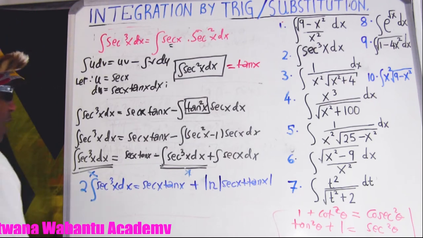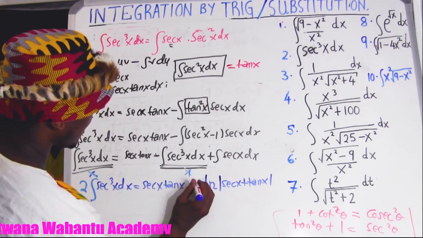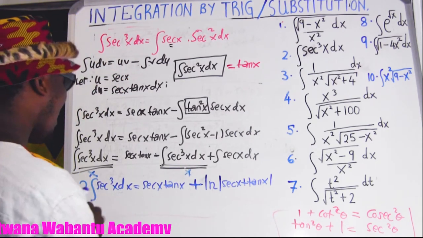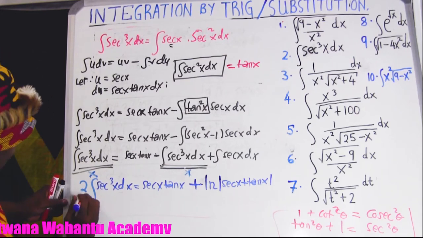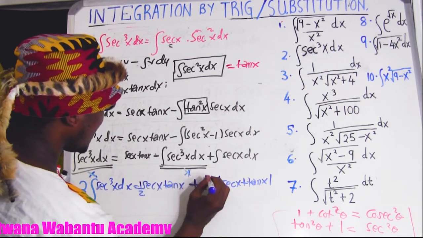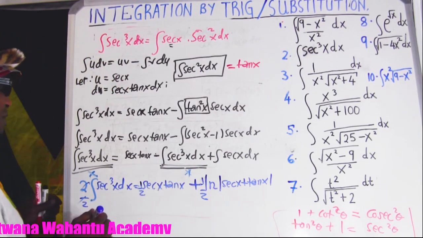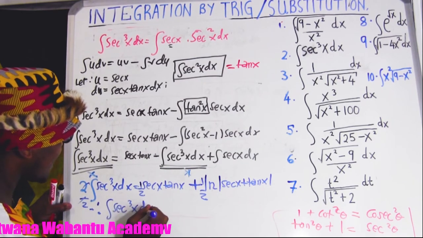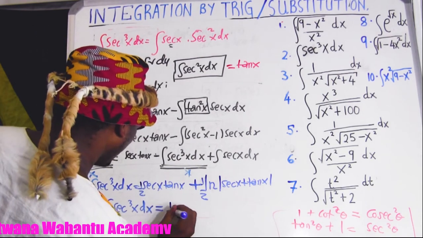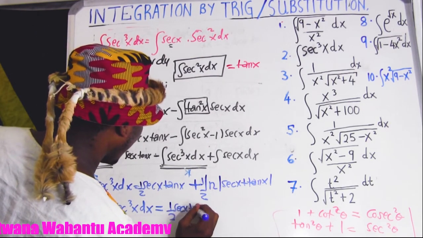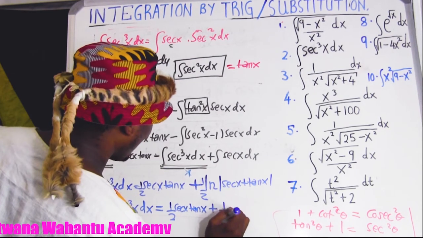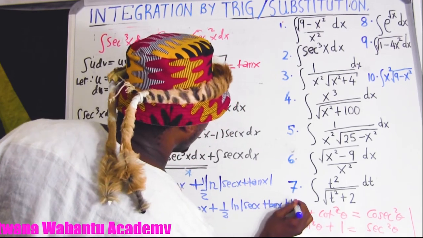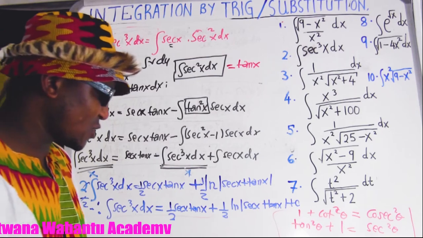So what I'm going to do now is divide by 2 throughout. This cancels, because you're looking for sec cubed. So finally, the integral of sec cubed x dx equals a half sec x tan x plus a half ln of sec x plus tan x, plus the constant c, because we don't have a limit.